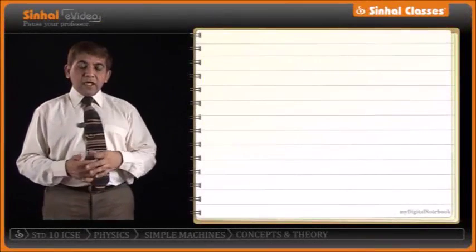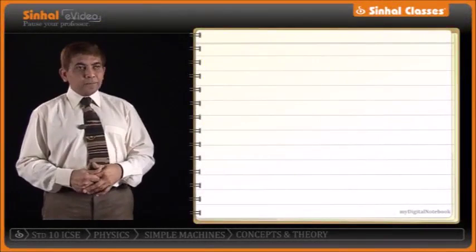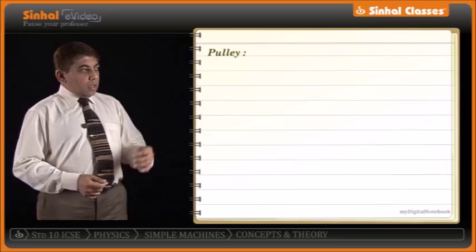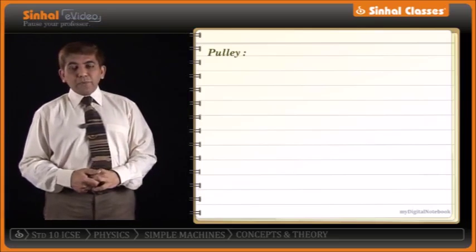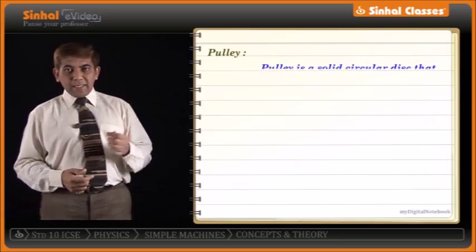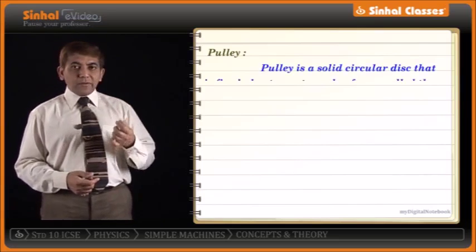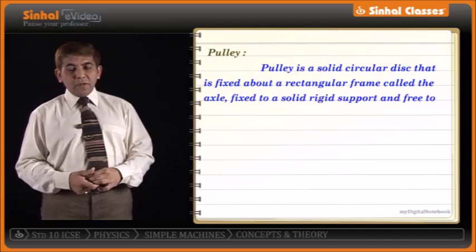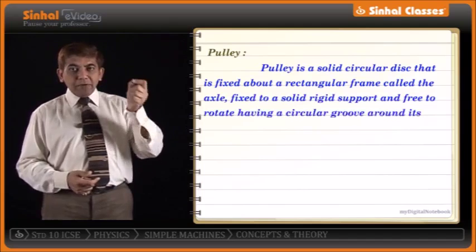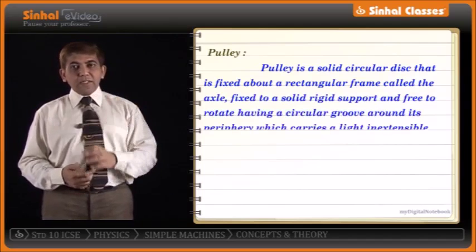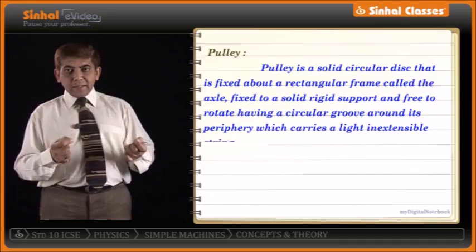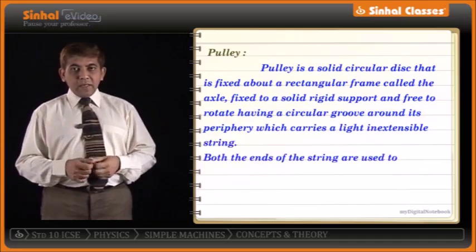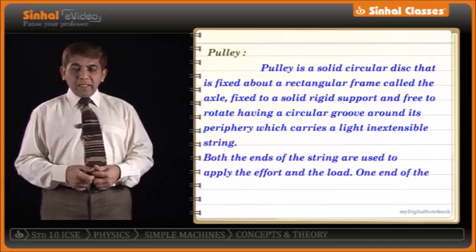So with this first category of levers or machines, we go to the second category of machines, that is pulleys. What exactly is a pulley? A pulley is nothing but a solid circular disc that is fixed about a rectangular frame called the axle, fixed to a solid rigid support and free to rotate, having a circular groove around its periphery, which carries a light inextensible string.